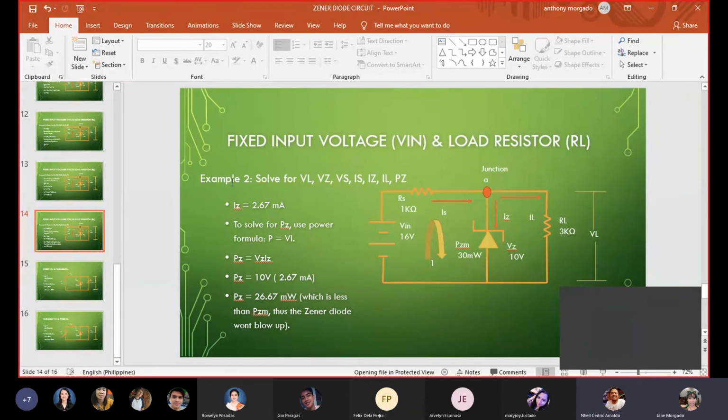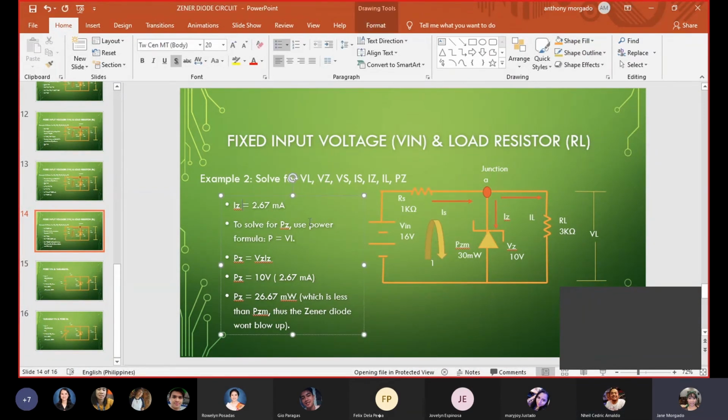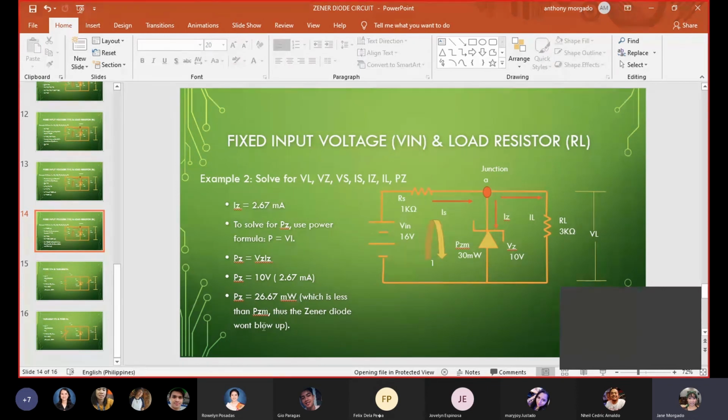Okay na po. Okay. So again, IZ is 2.67, because IZ is equal to IS minus IL. IS natin kanina is 6 minus 3.33. So IZ is 2.67 milliampere. And then to compute for the actual power consumed by the Zener, we'll use the power formula. P is equal to VI. So we have 10 volts times 2.67 milliampere. So the actual power consumed by the Zener is 26.67 milliwatt, which is less than the PZM. So it should always be less than PZM.